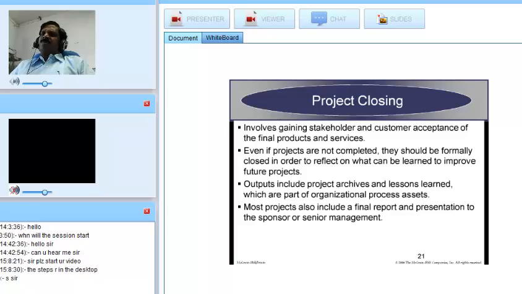So it is very essential, whether it is a software project, whether it is a hardware project, whether it is a product or whether it is a service product, we must document all the learnings which have come as a part of doing the project. This is for enabling future projects and for reference to future project managers. And what are the outputs? The outputs include the project archives, all project documentation, everything which has been done as a part of the project has to be archived. The lessons learned have to be known and documented, which are part of organizational processes.